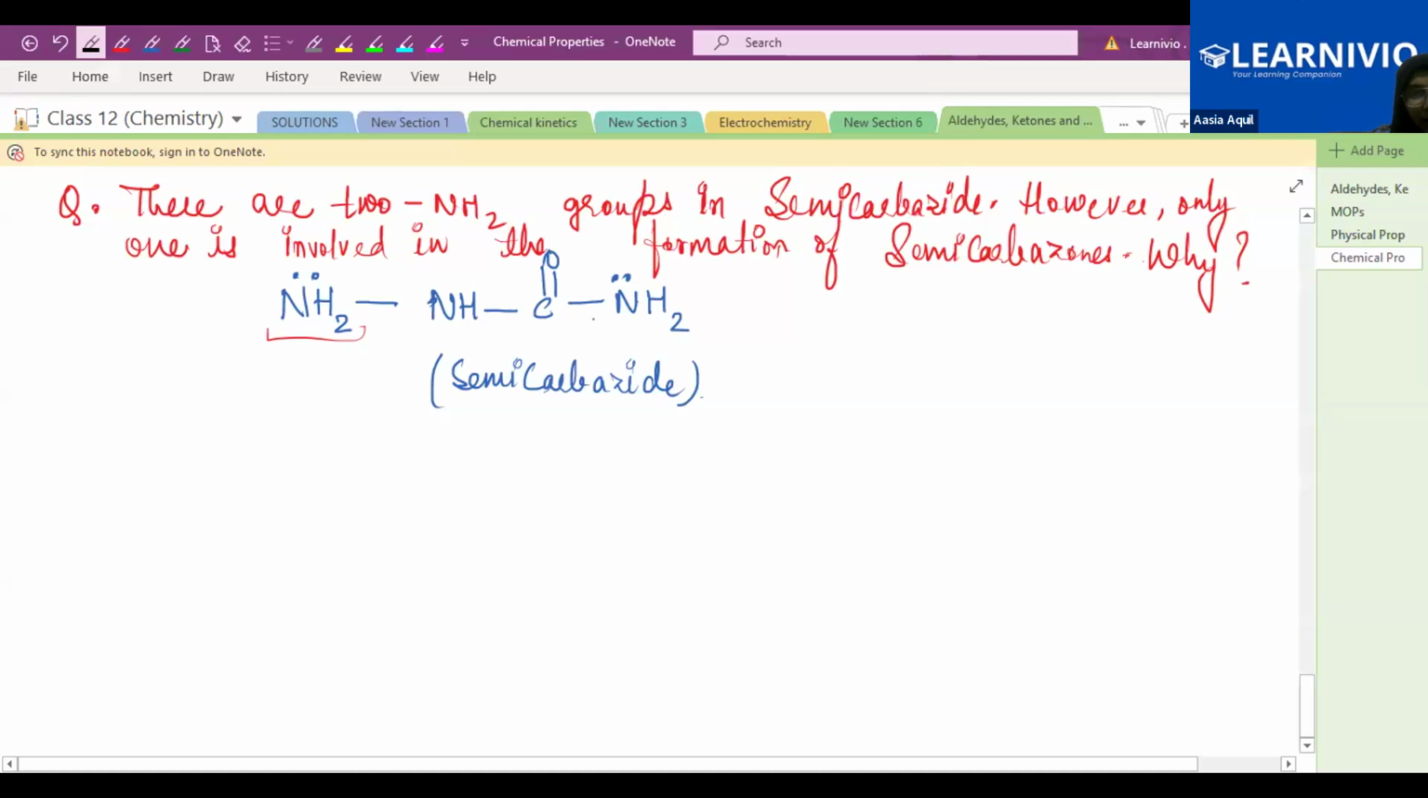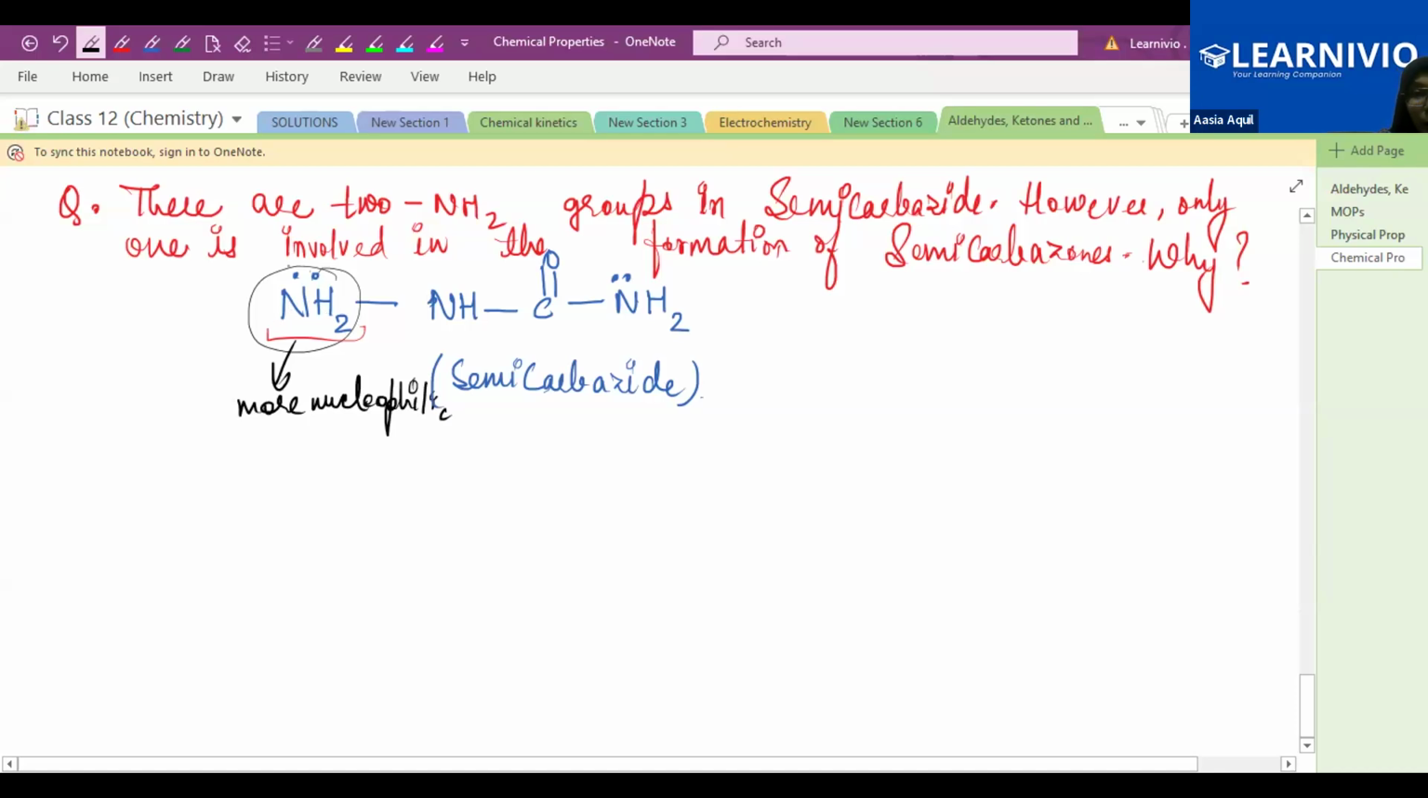Okay, see, you can see here this nitrogen, its lone pair is involved in the resonance with this carbonyl group. So this terminal NH2 group in semicarbazide only participates in the formation of semicarbazone. What is the reason? Because this is more nucleophilic, electron rich. What does nucleophilic mean? Electron rich. And you can see it is not involved in the resonance with the carbonyl group.